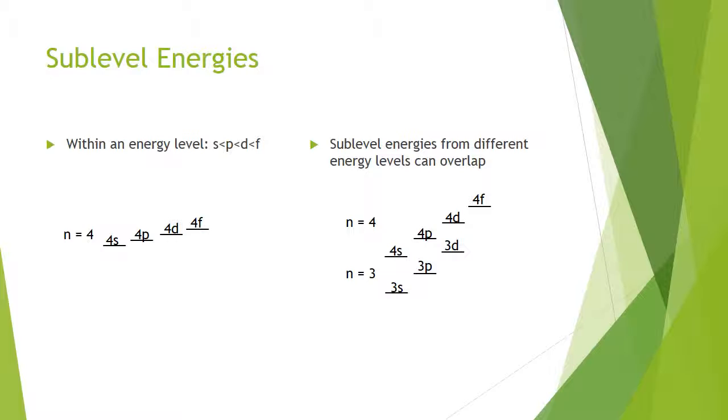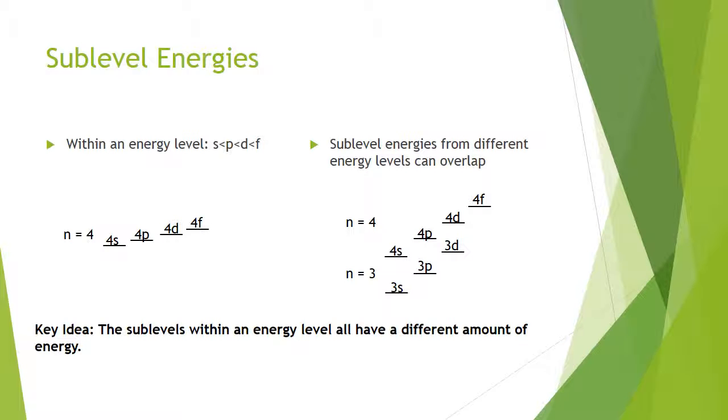So notice, even though the 3d energy level, or sublevel, excuse me, is in the third energy level, it actually has more energy than the 4s because of these different energies for each sublevel. So the key idea here is that the sublevels within any energy level all have different amounts of energy.